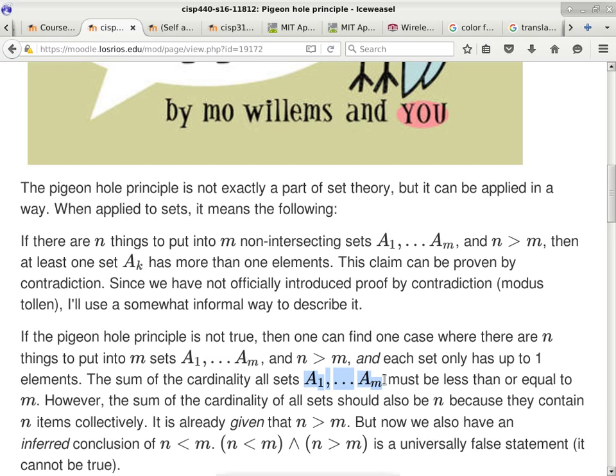P implies Q. That's an implication. In this case, P is that there are more items than there are containers. Q is saying at least one container has more than one item. But that's not even the focus. The focus here is how do we negate it? In other words, how do we put a negation on top of this?